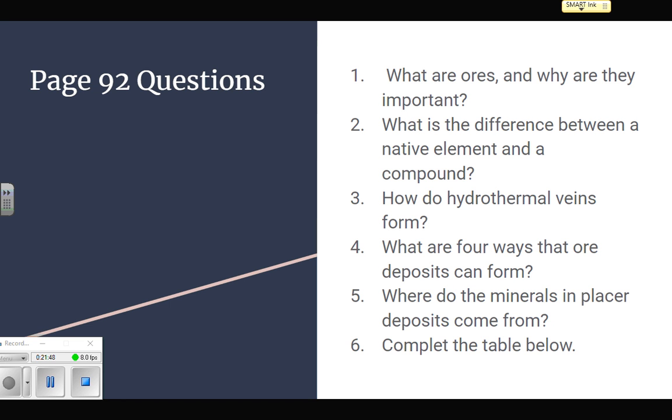Question 4, answer can be found on page 89. Cooling magma, evaporation, contact metamorphism, hydrothermal veins.